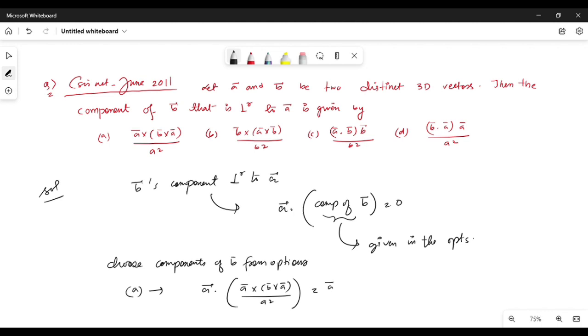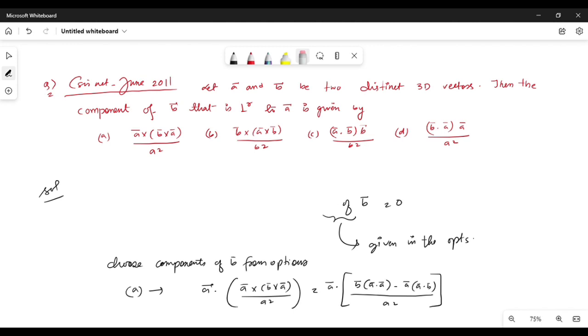So A dot, I can use the vector triple product rule, the identity that I discussed in my previous slides. That is b (a dot a) minus a (a dot b). This is the BAC-CAB rule. You may compare and write this one like this. So if I simplify, it is A dot, that is the dot product of B A square, A dot A is A square, minus A dot B.